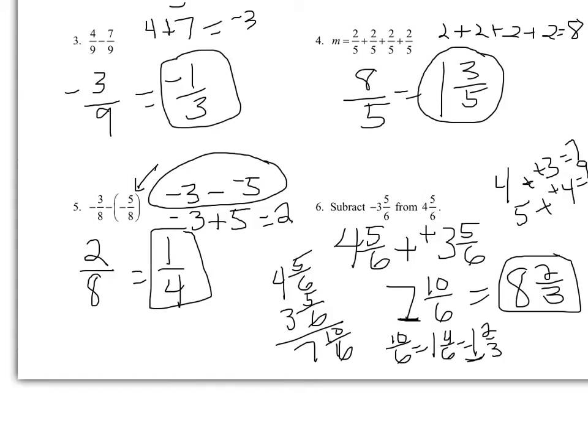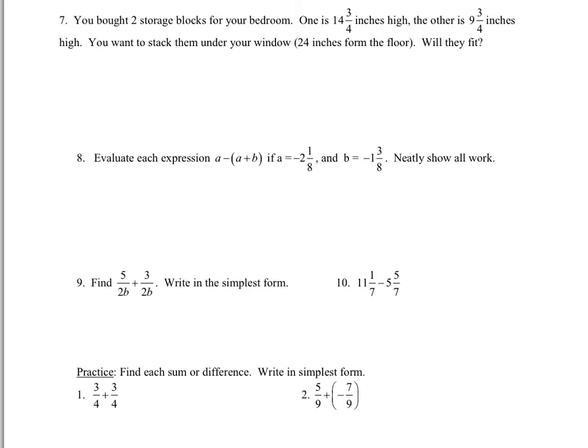All right. So let's switch to the back of the paper, please. All right, guys, let's look at example number 7. It says you bought 2 storage blocks for your bedroom. One is 4 3/4 inches high. The other is 9 3/4 inches high. You want to stack them under your window, which is 24 inches from the floor. Okay. Will they fit?